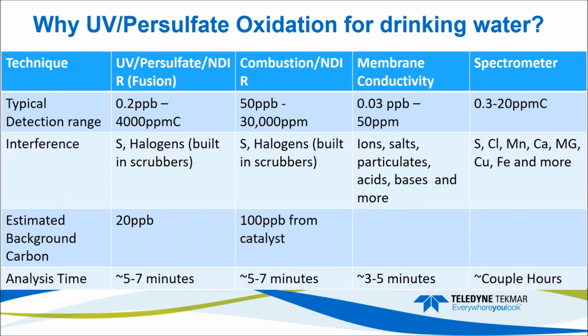So since combustion and UV persulfate both use an NDIR detector, I looked at which one has the least amount of background carbon. With combustion, the oxidation technique there is you're using a catalyst, which is typically platinum, 1% platinum on aluminum substrate, that has some artifact carbon in it, meaning it gives off about 100 parts per billion of background carbon, while UV persulfate only has a little bit of artifact carbon coming from its reagents. So it's sodium persulfate, you know, phosphoric acid, those kind of things. So if you're trying to do really low level analysis, you really want to go with the UV persulfate oxidation technique over the combustion technique because of the background carbon.